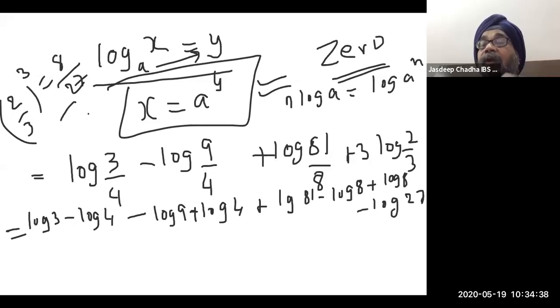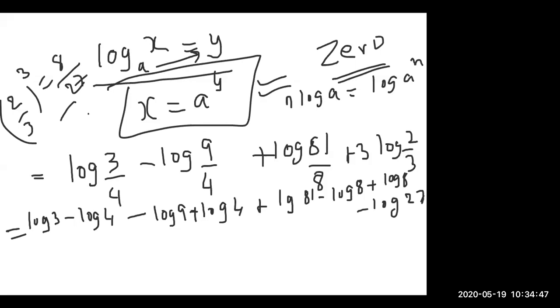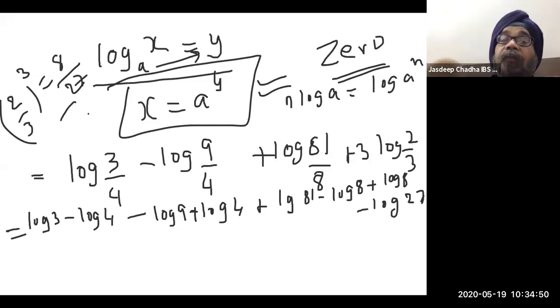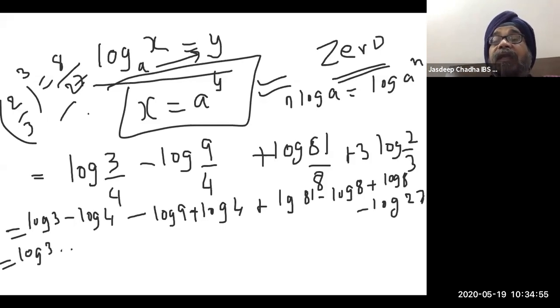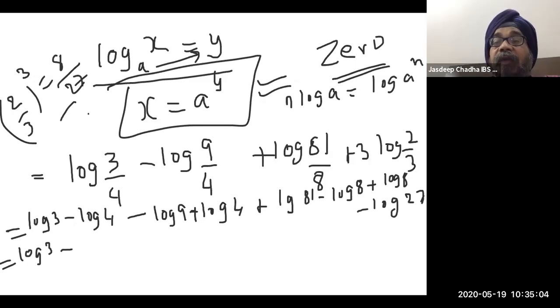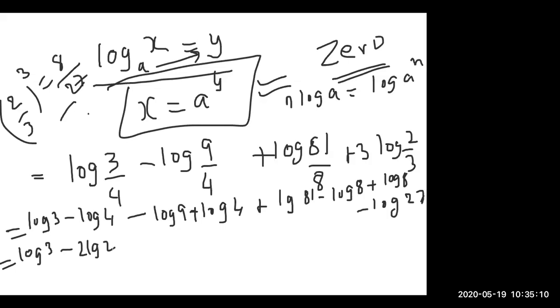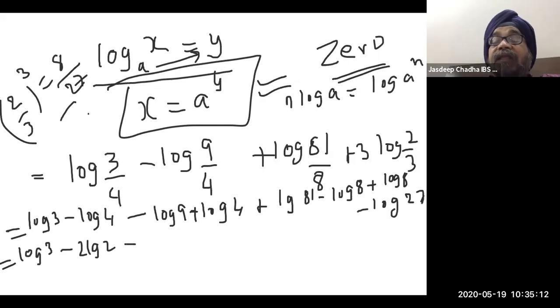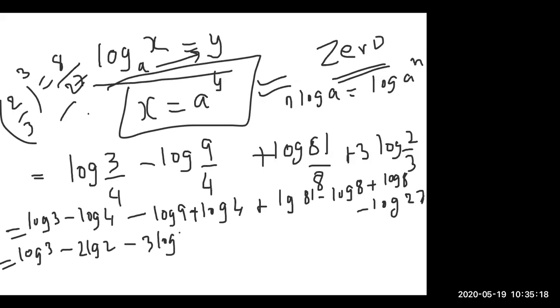Now let us simplify it further, because there are certain multiples. Let us try to reduce everything to log 3 and log 2. We can easily do it. How? Now this is log 3. 4 can be written as 2 squared, so when simplified it will become 2 log 2. Now minus 9 can be written as 3 squared, so it will be 2 log 3.